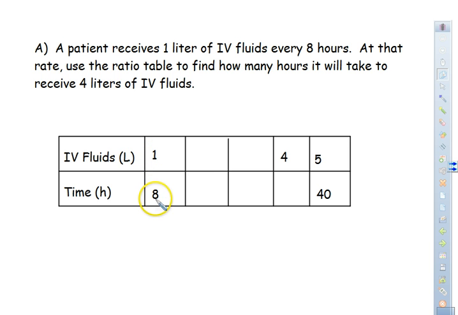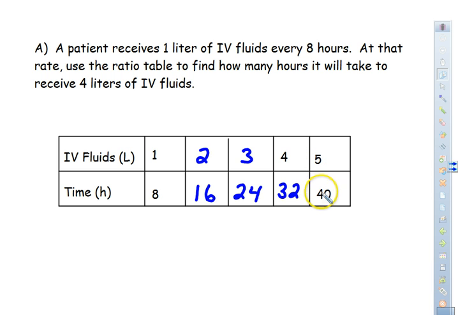Okay, so if it takes 1 liter per 8 hours, then we're going to go to 2 liters, and you're basically doubling that. Counting by 1s, we're going to count by 8s. Those are the multiples of 8. So 8, and then we'll go to 16, which again, if we look at our ratio, 2 to 16, is equivalent to 1/8 by reducing it. Then we'll try 3, and the next multiple would be 24, and the next one would be 32.